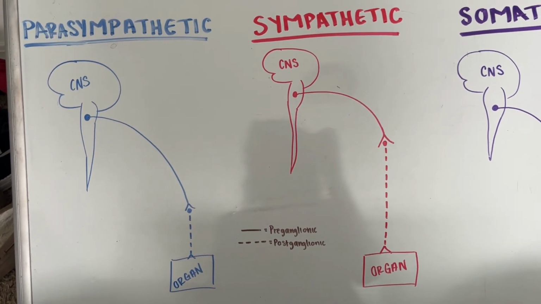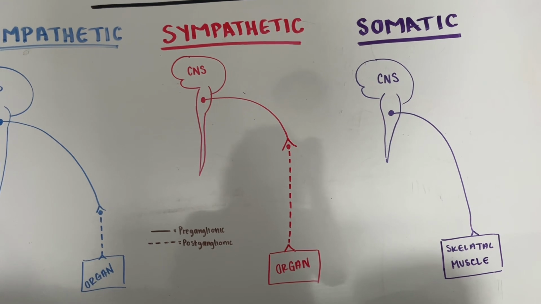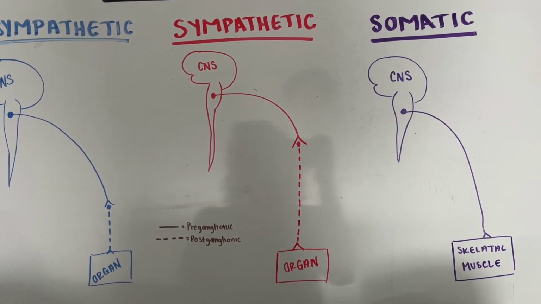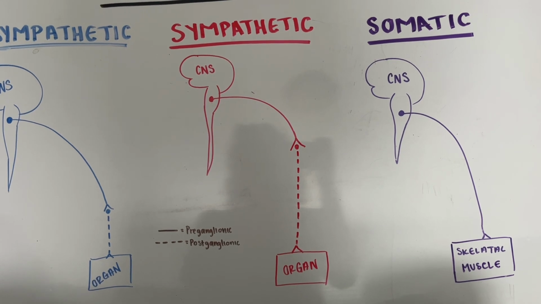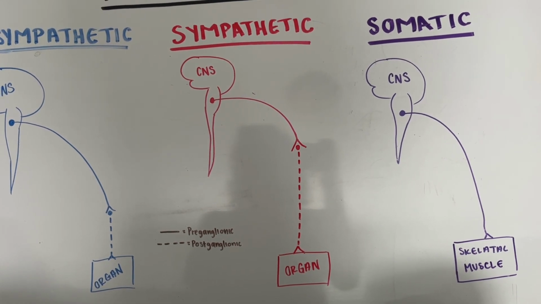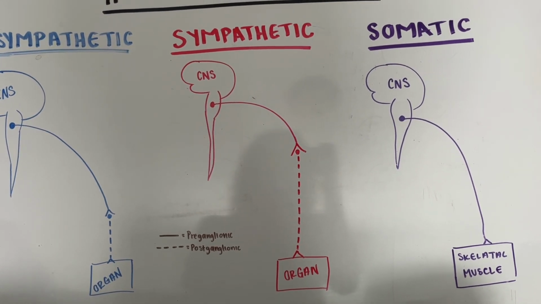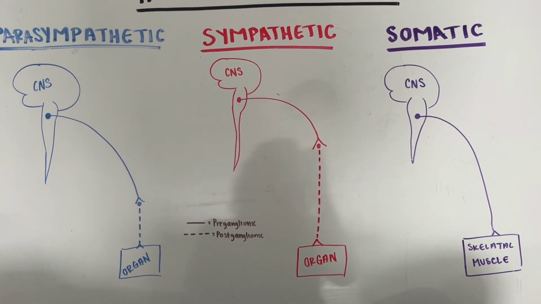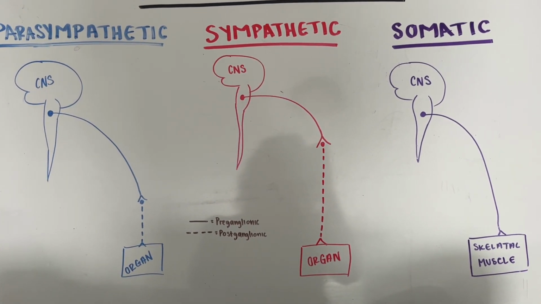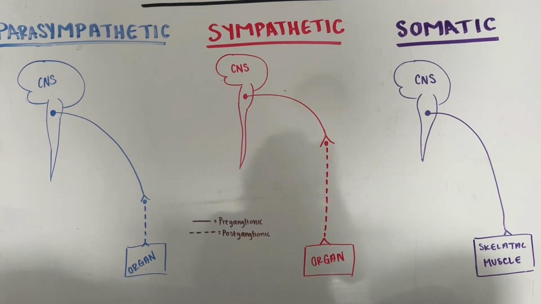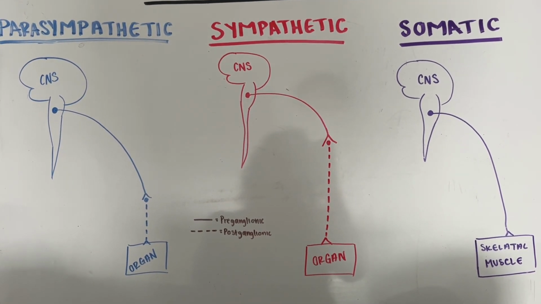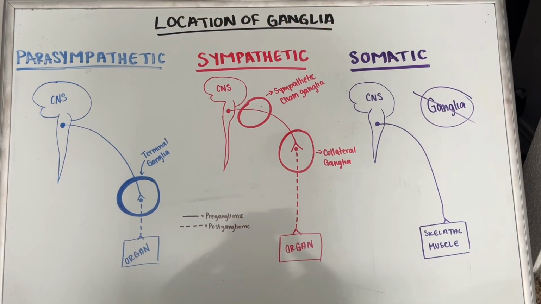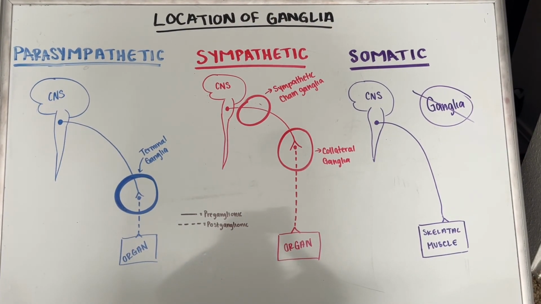In our somatic nervous system, we use a single neuron that extends directly from our central nervous system, the spinal cord or the brainstem, to affect a skeletal muscle. These pathways are generally very similar. There's a couple different distinctions that we're going to go through in a second here, but those are the general amount of neurons. Next we're going to talk about is the location of the ganglia.